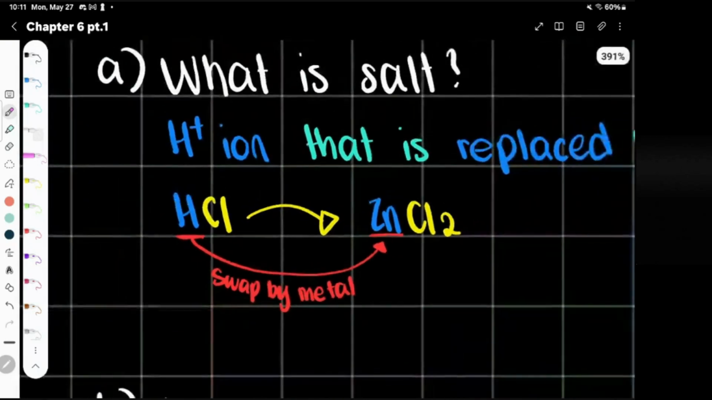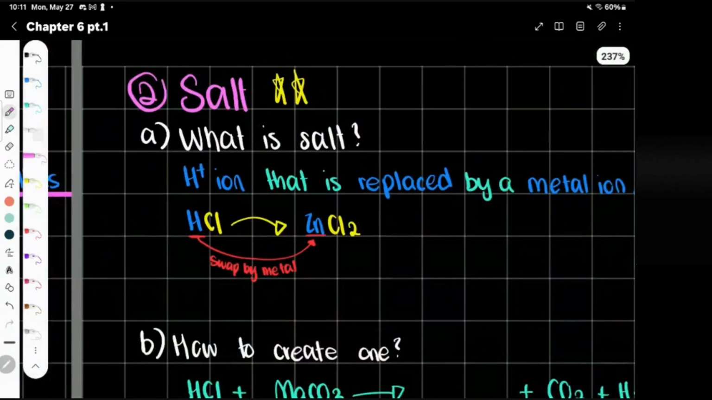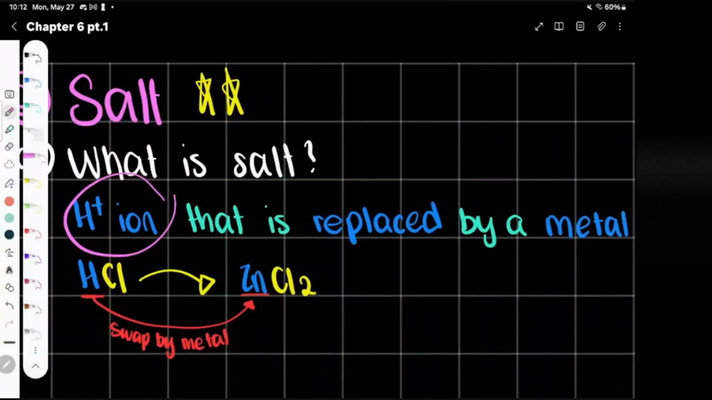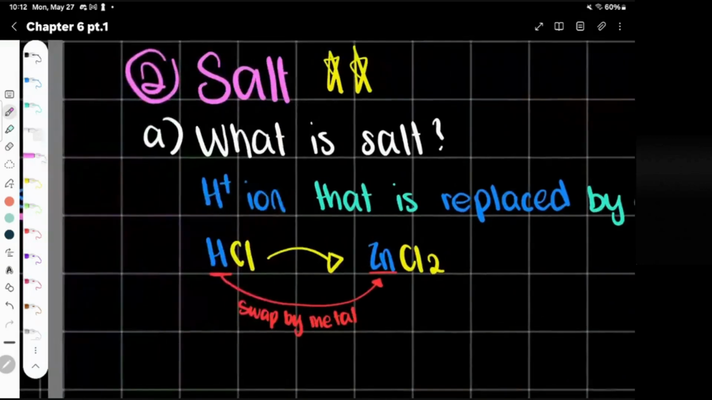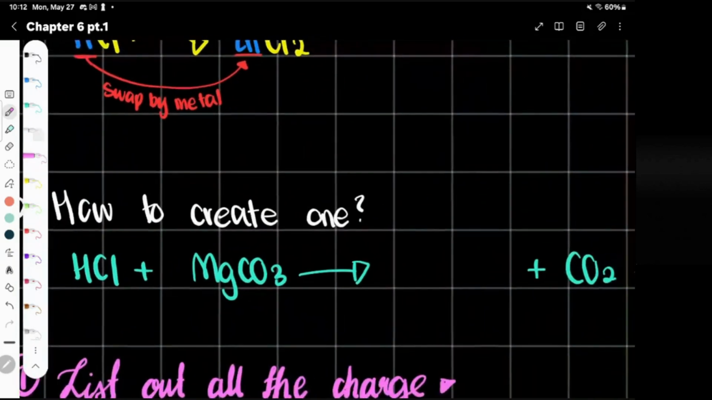Okay, so you have to remember this definition, because they sometimes ask in the last part of the essay question, what is salt? So you have to mention H plus ion, right? Replace, right? Metal ion. Okay, those are the three keywords. So how to create one? Okay, a reminder on how to create one.